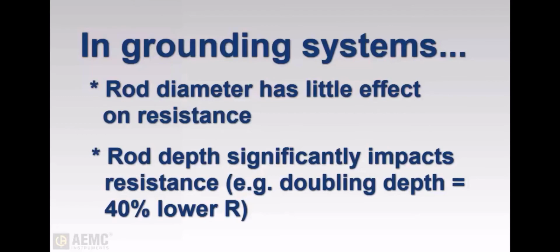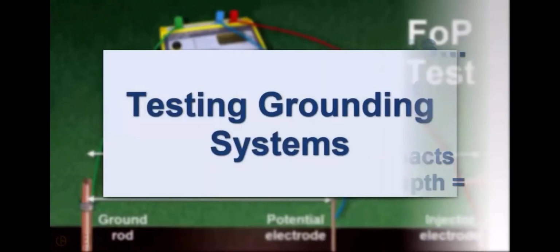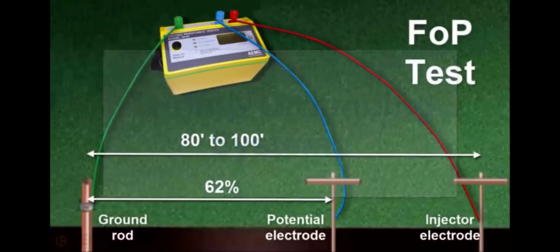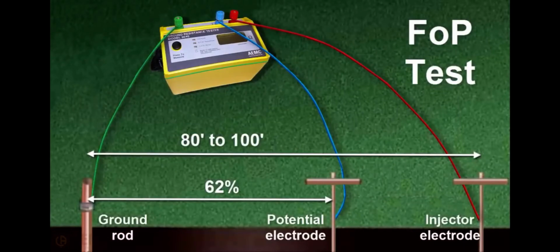However, this has its practical limits. When a ground rod is installed, it's essential to test its resistance to ensure it is functioning effectively. The 3-point fall of potential test is a commonly accepted method for measuring the resistance of a single grounding rod or grid systems.